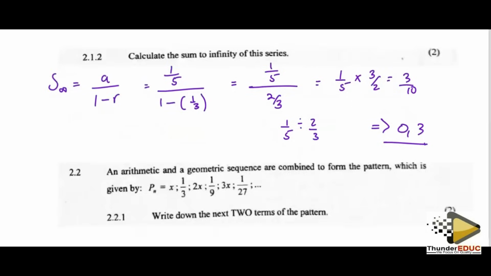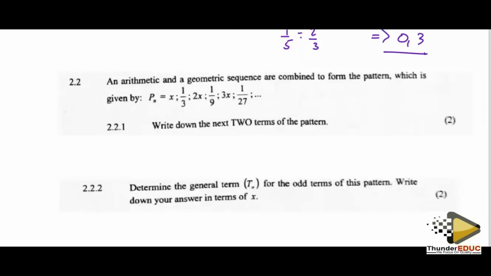Then 2.2, they're telling us we have an arithmetic and a geometric sequence combined. This is given as x, 1/3, 2x, 1/9, 3x, and so on. And they want us to write the next two terms. So when you look at the x's, it's like you're adding an x. So 1x plus 1x is 2x, and then 2x plus x is 3x. Which means we must add x to give us 4x.